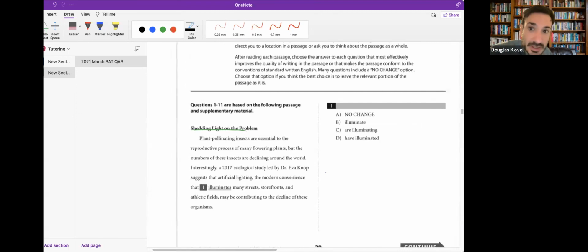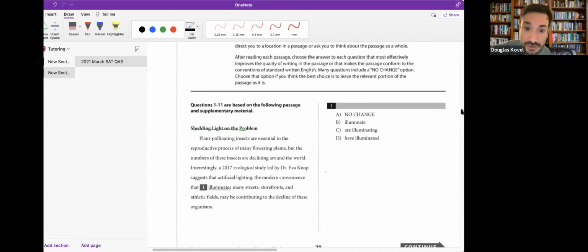So like I said, we'll always start out by just reading the title. So, Shedding Light on the Problem. So I know it's probably a passage about light that's contributing to some sort of problem. And they'll tell us what that problem is in the very first paragraph, actually. So, plant pollinating insects are essential to the reproductive process of many flowering plants, but the number of these insects are declining around the world. Interestingly, a 2017 ecological study led by Dr. Eva Knopp suggests that artificial lighting, the modern convenience that illuminates many streets, storefronts, and athletic fields, may be contributing to the decline of these organisms. So we know the problem in this case is artificial light that seems to be killing off a lot of these insects.